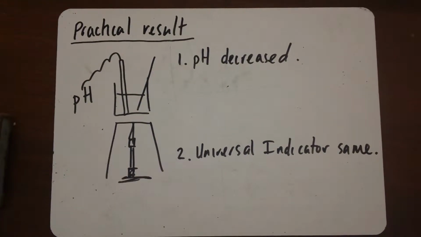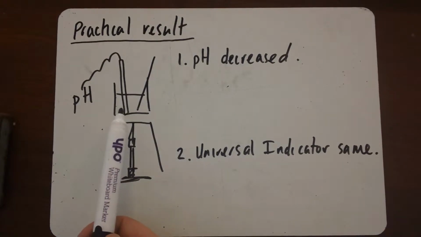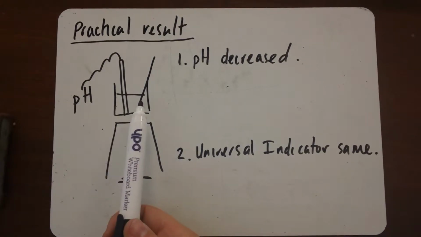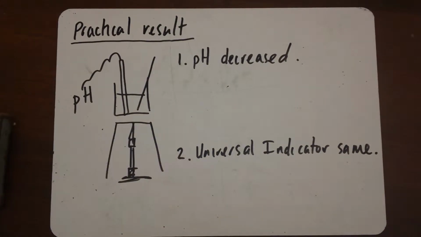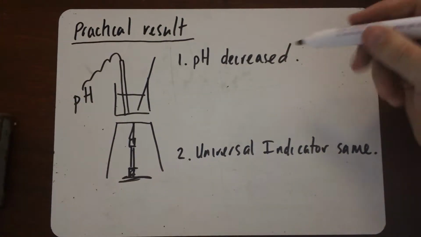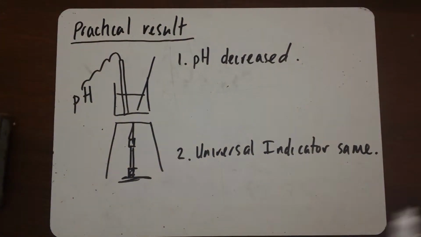Alright, so you should have just carried out a practical that involved heating some distilled water, recording the temperature and recording the pH at that particular temperature. The two things you should have noticed is, number one, that the pH on the meter decreased, and the second thing would be that the universal indicator colour stayed the same. So if it started off orange, it ended the same intensity of orange.